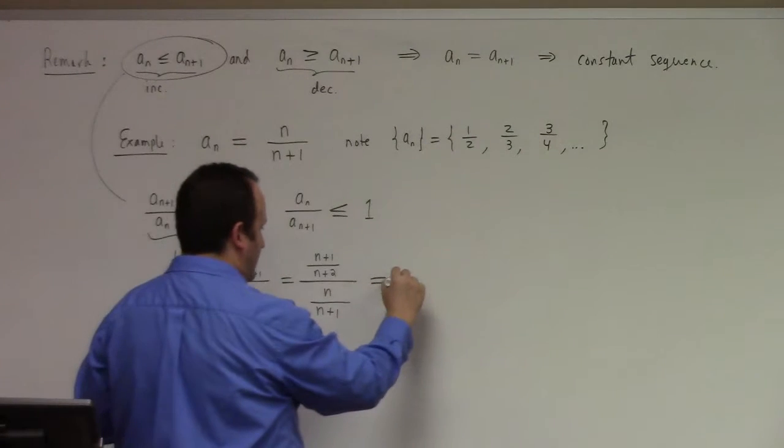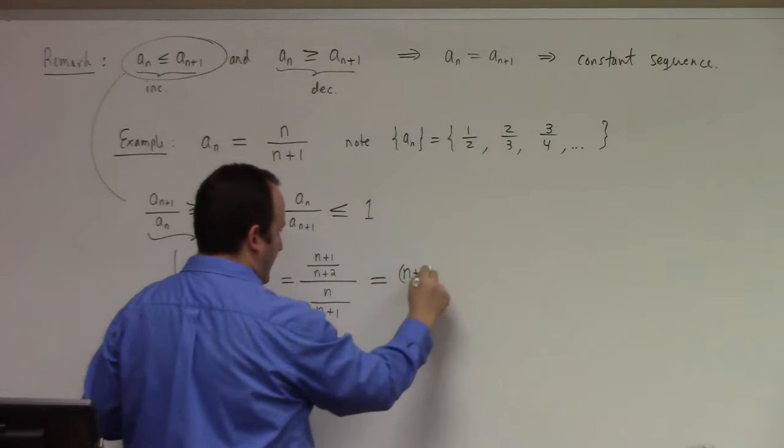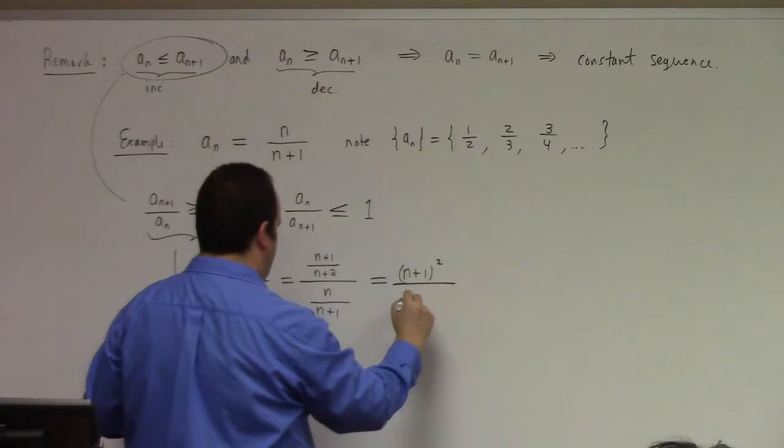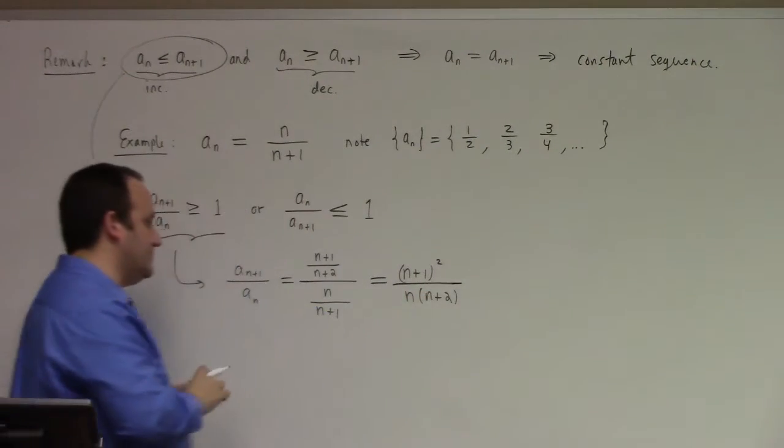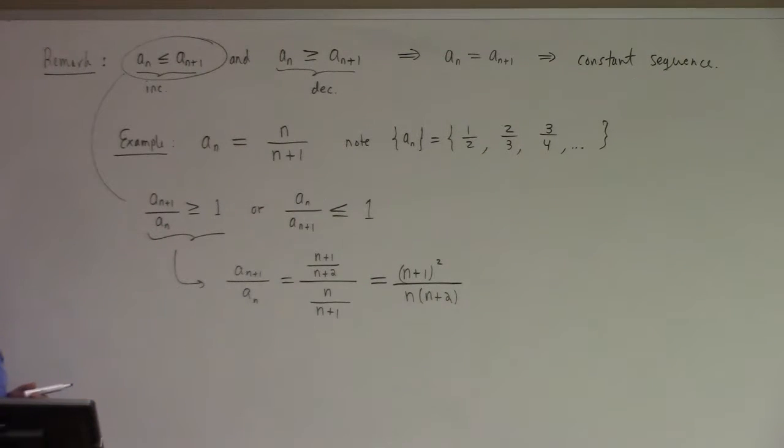Looks like to me that's (n+1)² divided by n times (n+2), right? Agree, disagree? Let's see here. I'm trying to show that that is larger than 1.